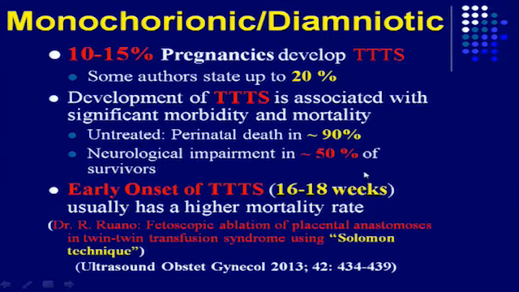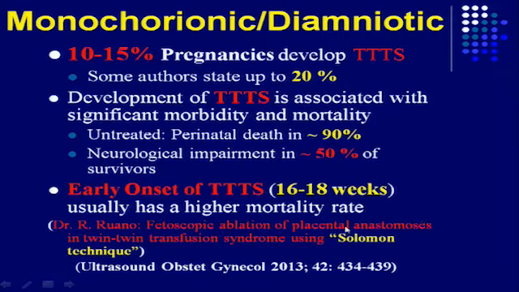But neurological impairment, about 50% of your survivors if they didn't die in utero. The earlier the onset of TTTS, you know, by 16 to 18 weeks, the higher the mortality rate. And then one of the things that we do that's a little bit different than other places, and I've got this article listed here, is what's called the Solomon technique.